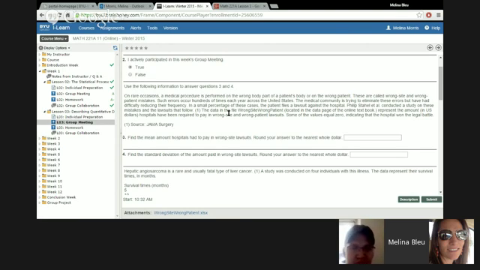The data in the wrong site, wrong patient, located in the data page of the online textbook, which I have up, represents the amount in US dollars hospitals have been required to pay in the wrong site and wrong patient lawsuits. Some of the values equal 0, indicating that the hospital won the legal battle. Source, JAMA Surgery. So it's number 3, find the mean amount hospitals had to pay in the wrong site lawsuits. Round your answer to the nearest whole dollar.